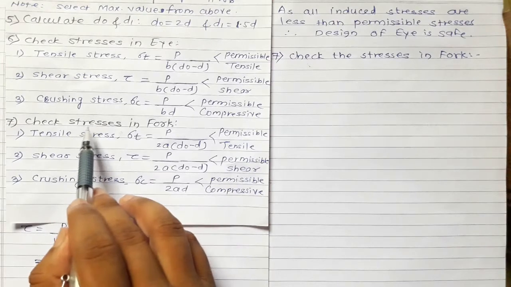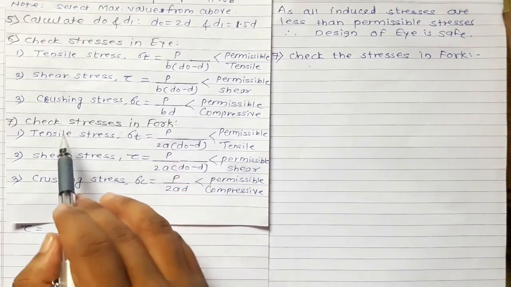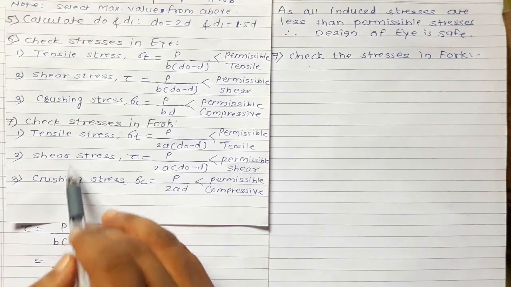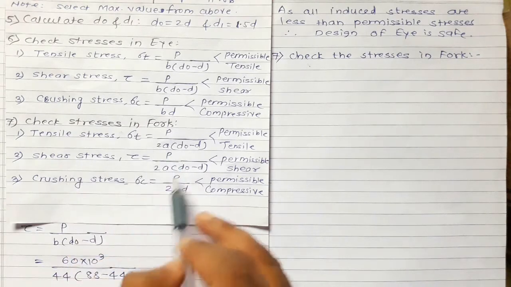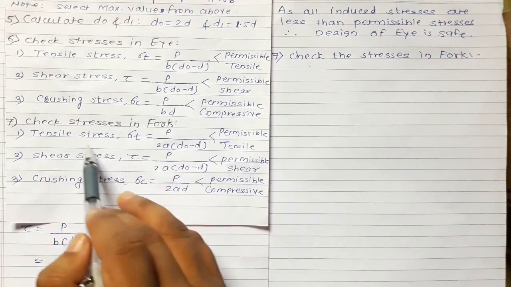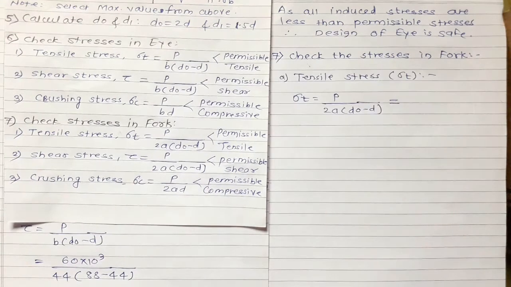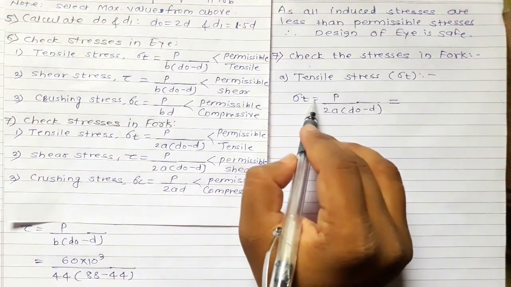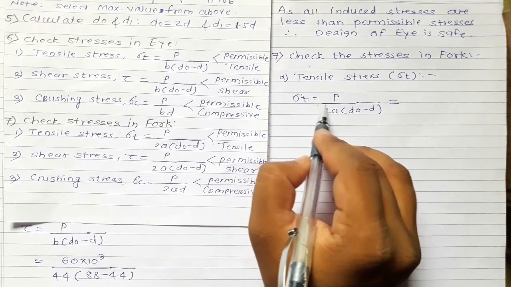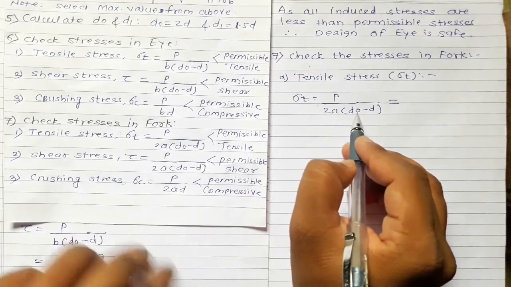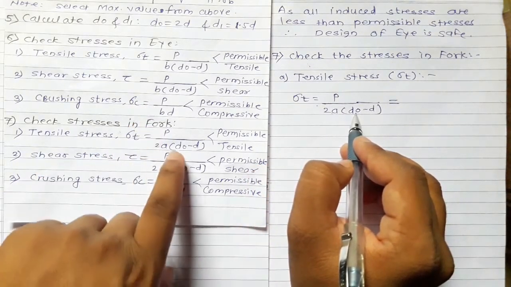So step number 7 is check the stresses in the fork, and we have to check these 3 stresses again for fork. So its equations are given. So let us one by one check the tensile stress, shear stress and crushing stress for the fork. So from design procedure we can write the tensile stress in the fork as P upon twice A into d0 minus d as shown in this design procedure.